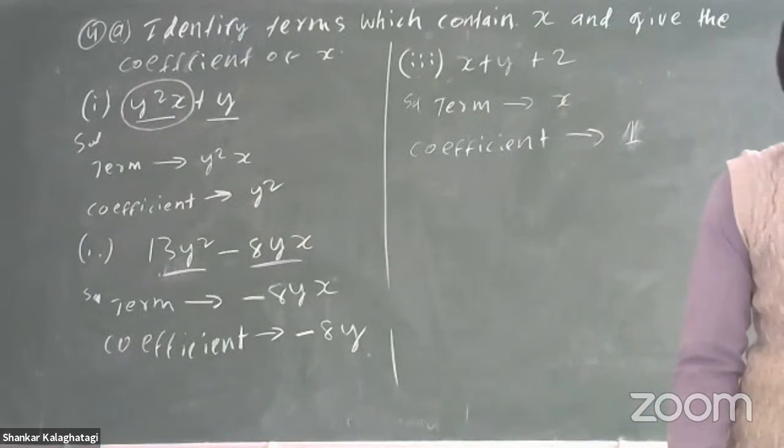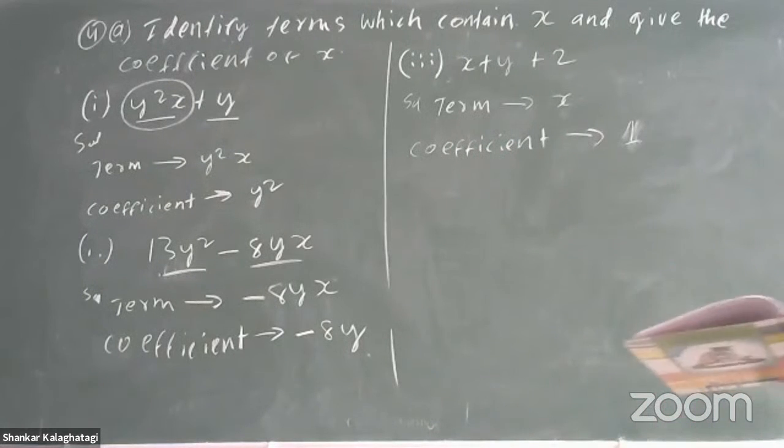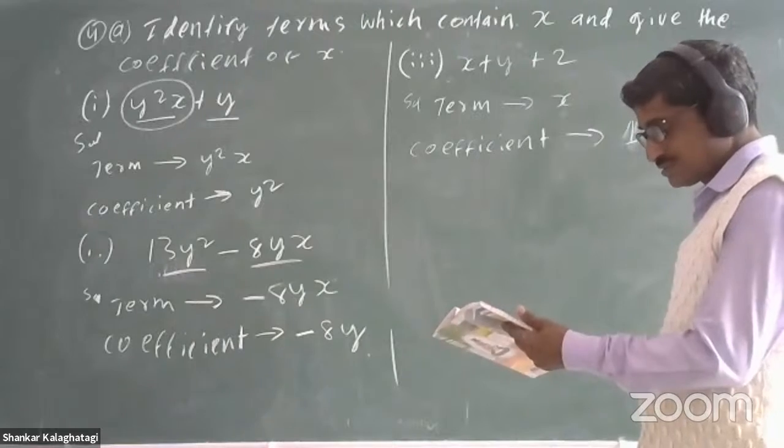You must write 1, if nothing is there then 1 is always there. So we have to write 1 there. All of you understood or not? Yes, sir.